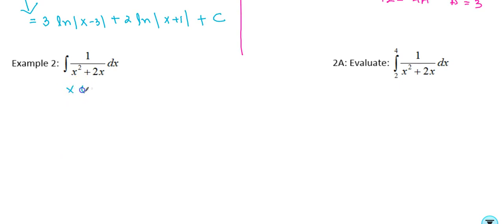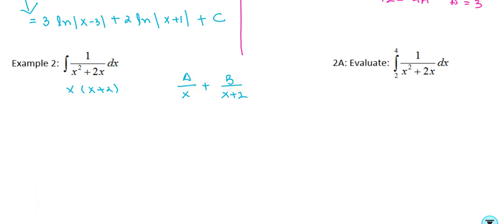So again, the factors are x and x plus 2. Let's rewrite: a over x, b over x plus 2. Our job is to find the value of a and b. Integration comes later. First, find the value of a and b.